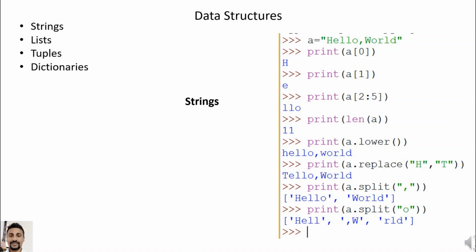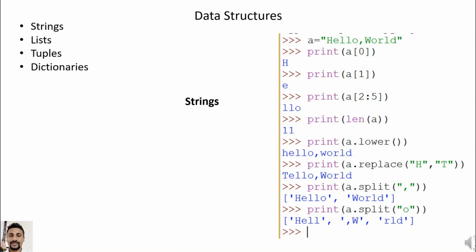As an example, I am taking a = "hello world". So within inverted commas, I have to put my string. If I use the print command and a[0] within square brackets, that means you are going to print the first letter of the string. Actually, this string is given an index automatically starting from 0. So when I try to print a[0], that is the first letter of the variable, that is H.